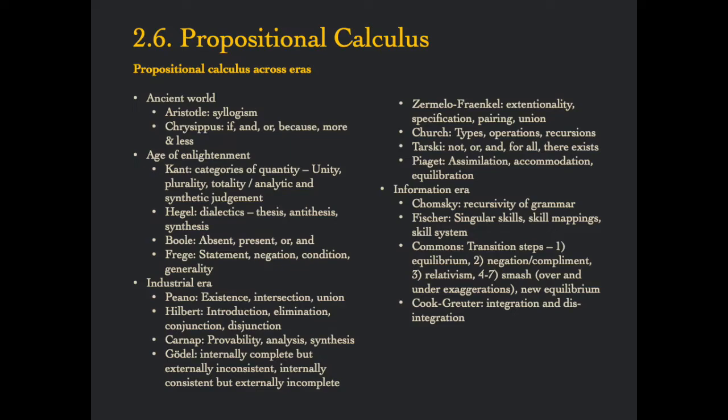And then there was Church and his notion of types, operations, and recursions with his untyped and typed lambda calculus. And as we talked about before in computer science, types are associated with static, operations are associated with dynamic, and then the recursions repeat again and again. So you have types, operations, and then functions within functions within functions within functions.